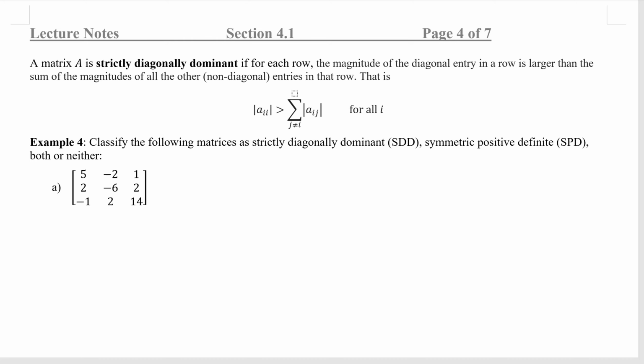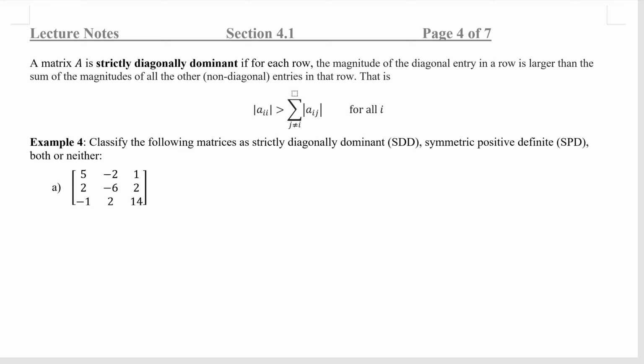Hi everyone, let's continue. Last time we talked about the LU factorization. We have three methods: Doolittle's method, Crout's method, and the Cholesky method. And in order to use the Cholesky method, the matrix A has to be symmetric positive definite. Okay, so today we're going to talk about different kinds of matrices.